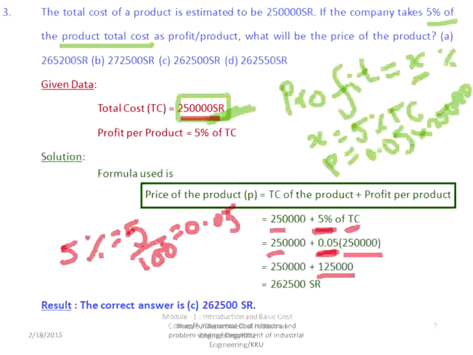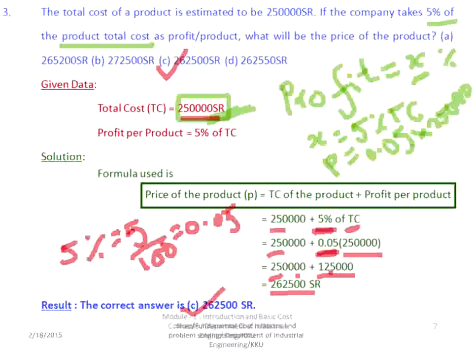125,000. And this total cost is the same, no change. So you just add this and this, you get the value 262,500 Saudi Riyal. Okay, so this is answer number 3. So C is the correct answer. So this is how you should find it out. Okay, check your answer please.